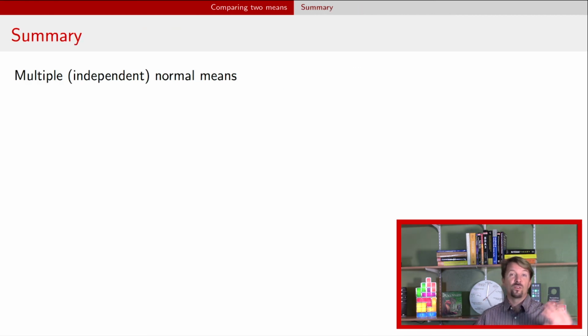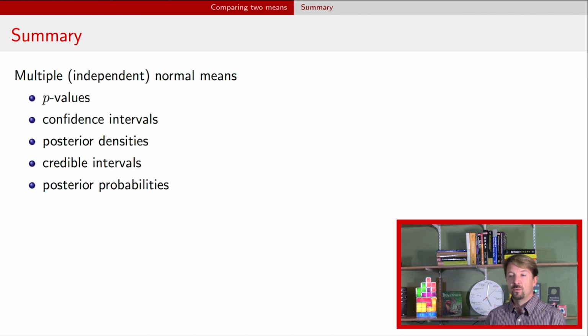Okay, so over the last 3 videos, which were all very succinct whirlwind tours, right, was there any detail in there at all? Maybe not. Right, whirlwind tours of what you do when you want to compare normal means. We basically went through and used the tools that statistical inference provides. We used p-values and confidence intervals, posterior distributions, credible intervals, and posterior probabilities.